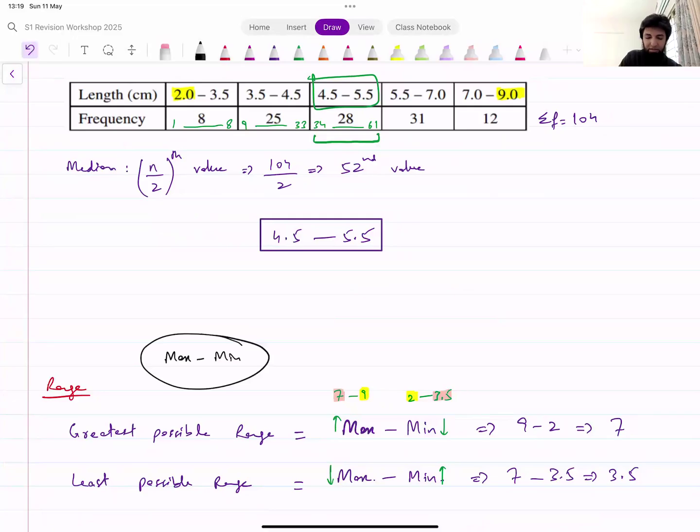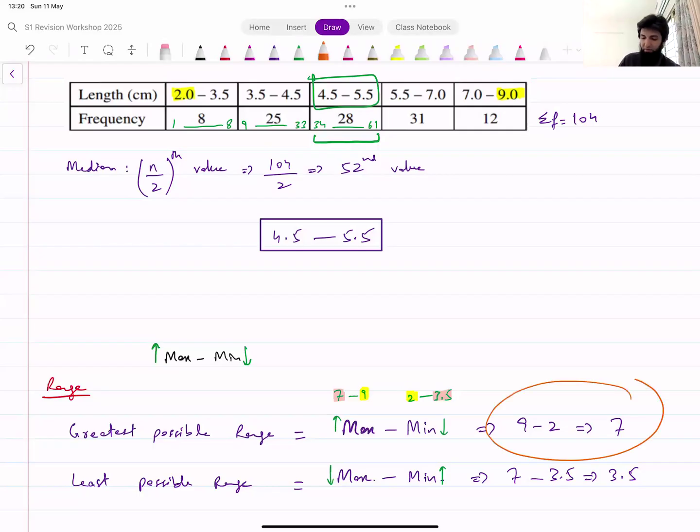If you want to maximize this, remember the concept of upper bound, lower bound in O levels as well. You would want the maximum value to be as big as possible and the minimum value to be as small as possible, so that the difference becomes maximum. So greatest possible range is the maximum value minus the minimum value. Maximum value is going to be in this interval, minimum value is going to be in this interval. For the greatest possible range, we would use 9 from here and 2 from here, the extreme values on both sides. That's going to give you 7.